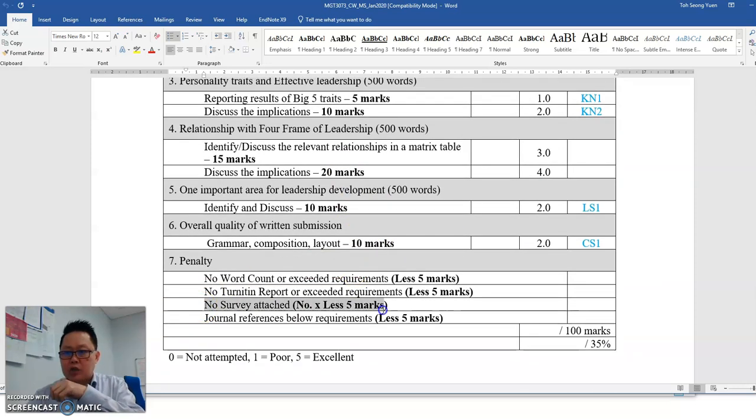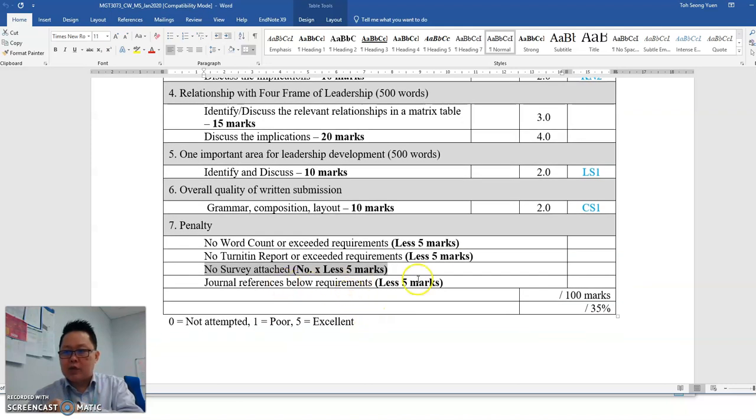Furthermore, attach the assessment, the survey, together at the back in the appendix, and then make sure you cite the required 10 journals. Otherwise, you will lose quite a lot of marks. Let's say there are supposed to be 4 attachments. If you don't attach 4, you will lose 20 marks.